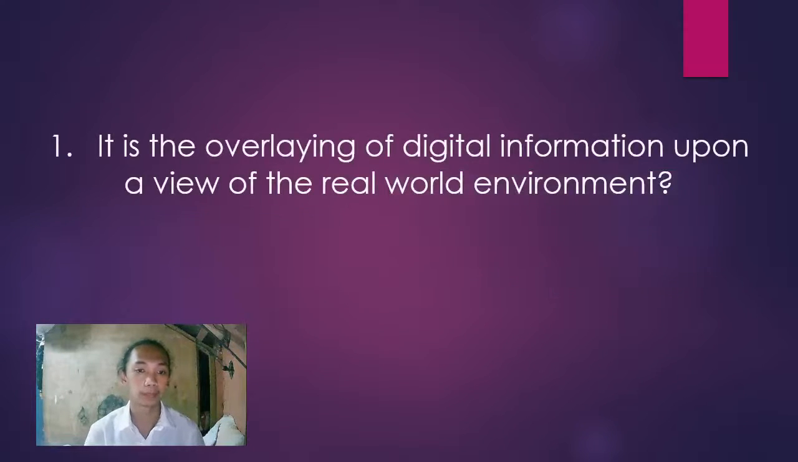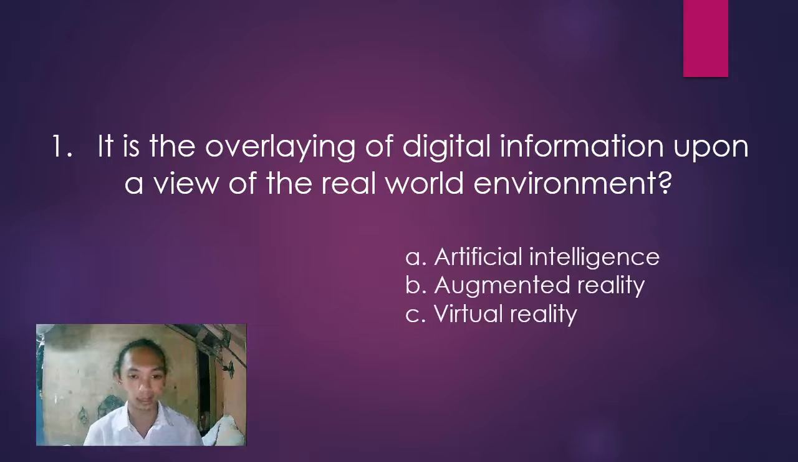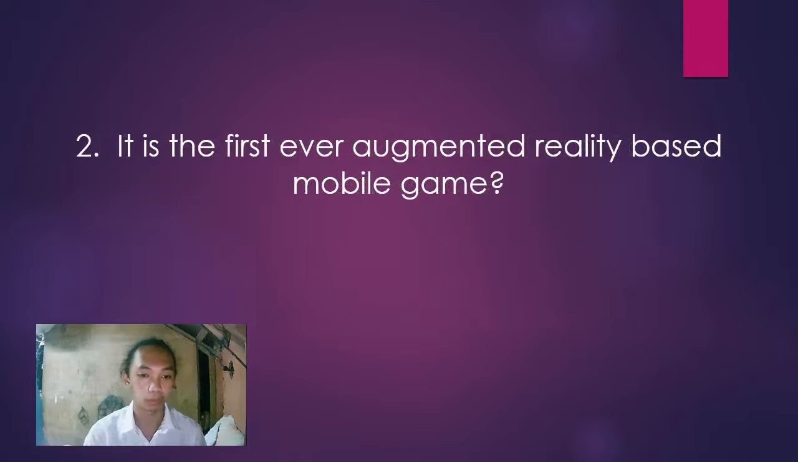Question number 1. It is the overlaying of digital information upon a view of the real-world environment. A. Artificial intelligence. B. Augmented reality. C. Virtual reality. And D. Mixed reality. The right answer is B. Augmented reality.